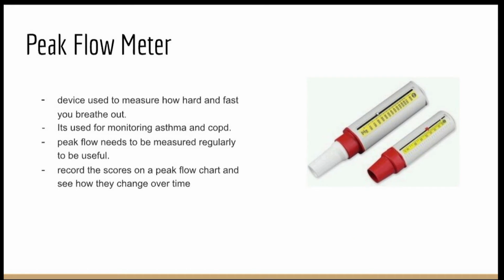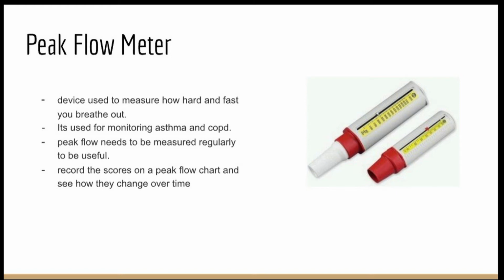A peak flow meter is the device used to measure how hard and fast you breathe out. This device is used to monitor asthma and also chronic obstructive pulmonary disease. The doctor will use either your personal best reading or expected value as the benchmark of asthma control. The personal best reading is the highest reading that the particular patient achieved in a period of 2 to 3 weeks. The doctor will calculate the expected peak flow value according to age, sex, and also height.